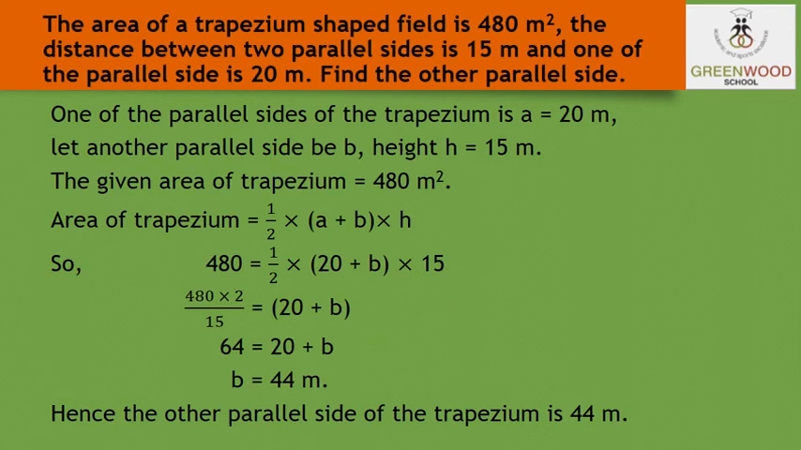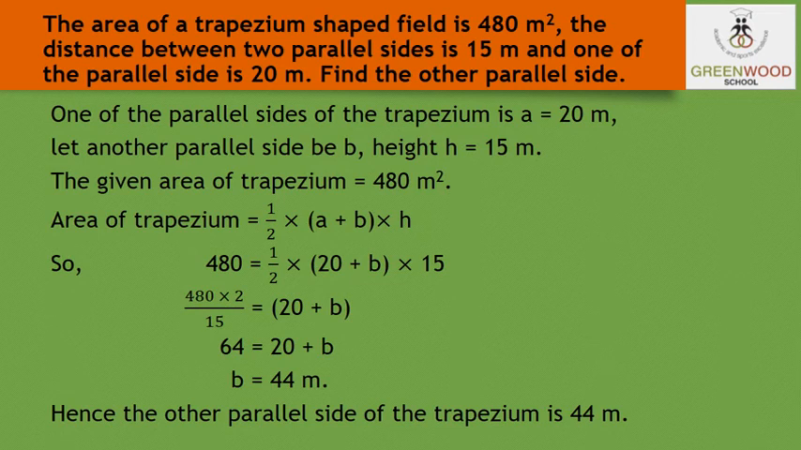In the next question, the area of a trapezium shaped field is 480 meters square. The distance between two parallel sides is 15 meter and one of the parallel sides is 20 meter. Find the other parallel side. Here, length of one of the parallel sides is 20 meter. Let the length of that side be A and let the other parallel side be B, and perpendicular distance between them both is 15 meter.